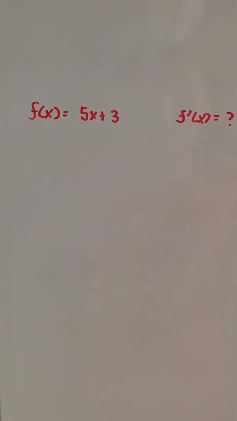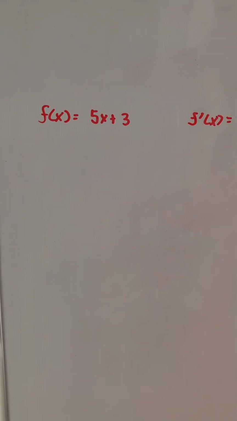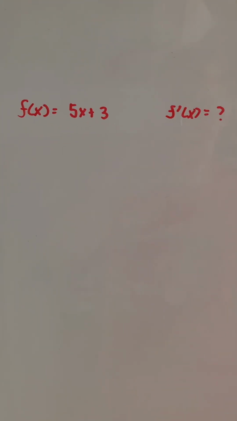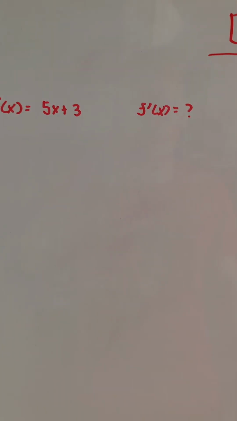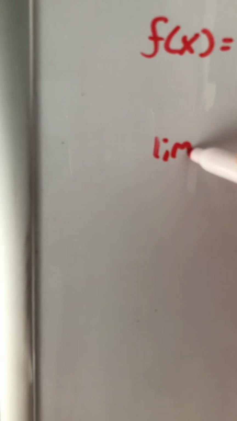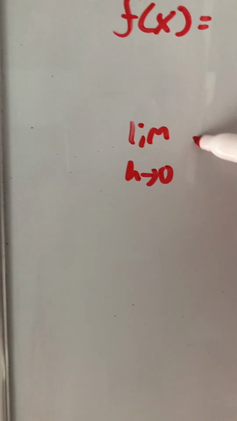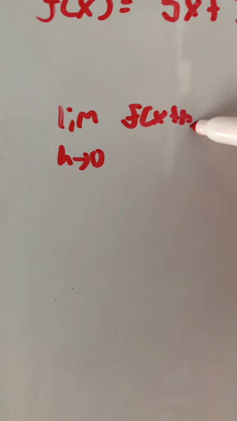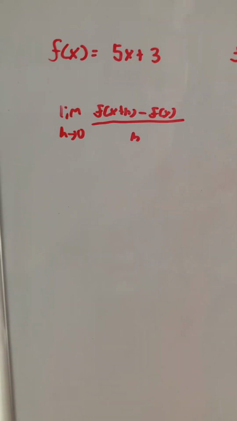Alright, let's do this problem. The function f of x is 5x plus 3. Find the derivative, f prime of x. In this example, I want you to use the definition of the derivative formula, the limit as h approaches 0 of f of x plus h minus f of x, over h. I'm going to apply this formula to find this.